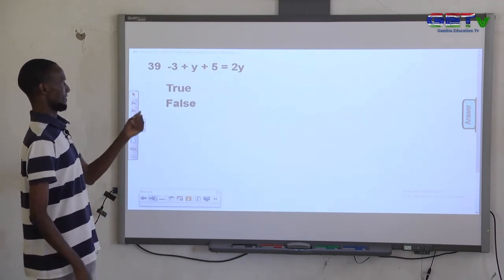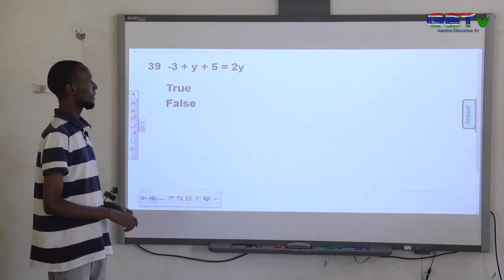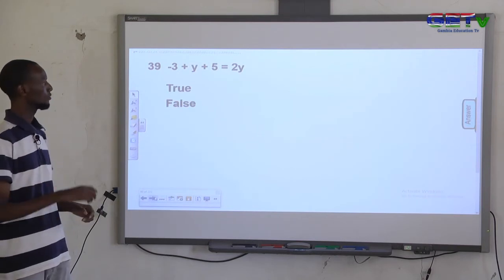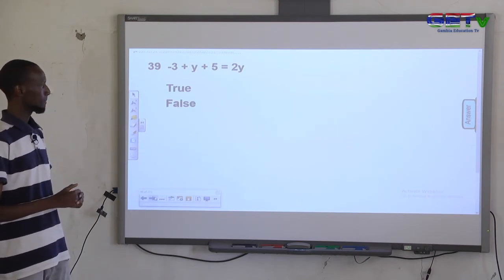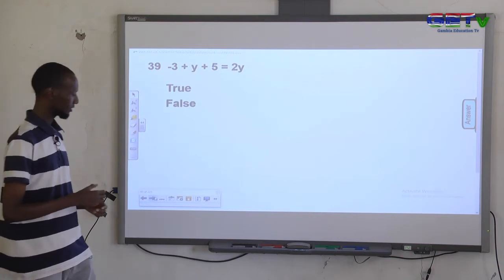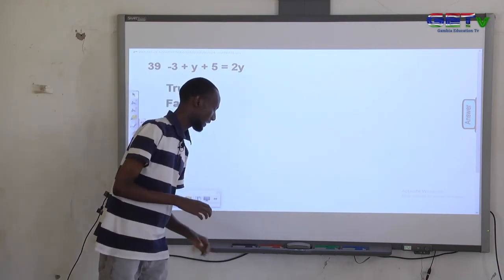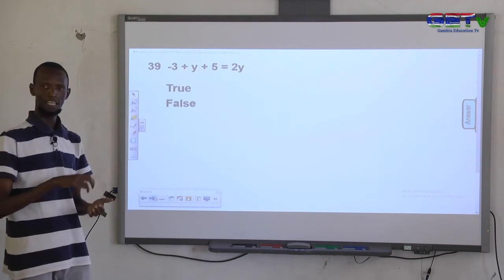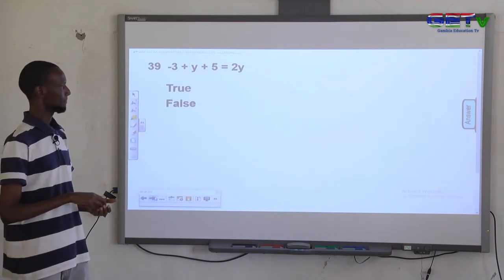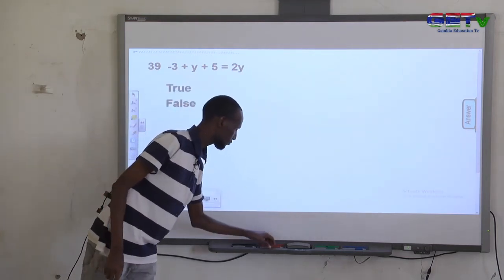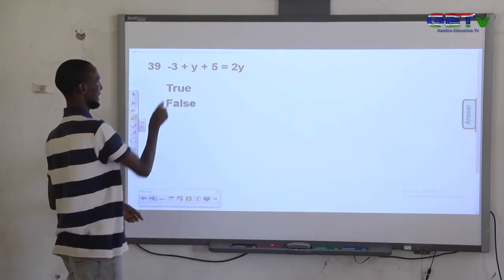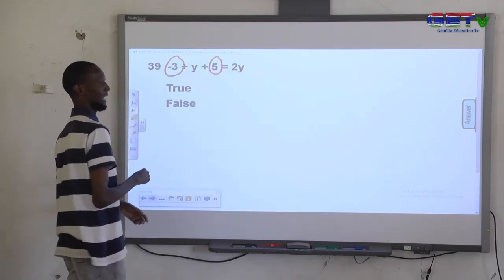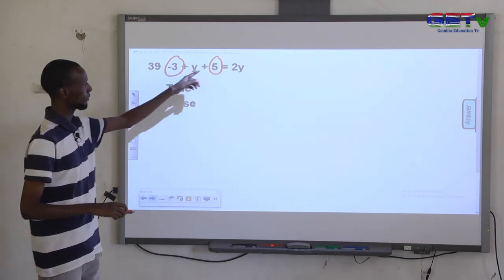Again, you have negative 3 plus y plus 5. Will that be equal to 2y? Again, ask yourself the question: are they all like terms? If not, do we have any like terms there? Yes, we do have 2 like terms there because we can clearly see that the negative 3 and the 5 are like. So those can be combined.